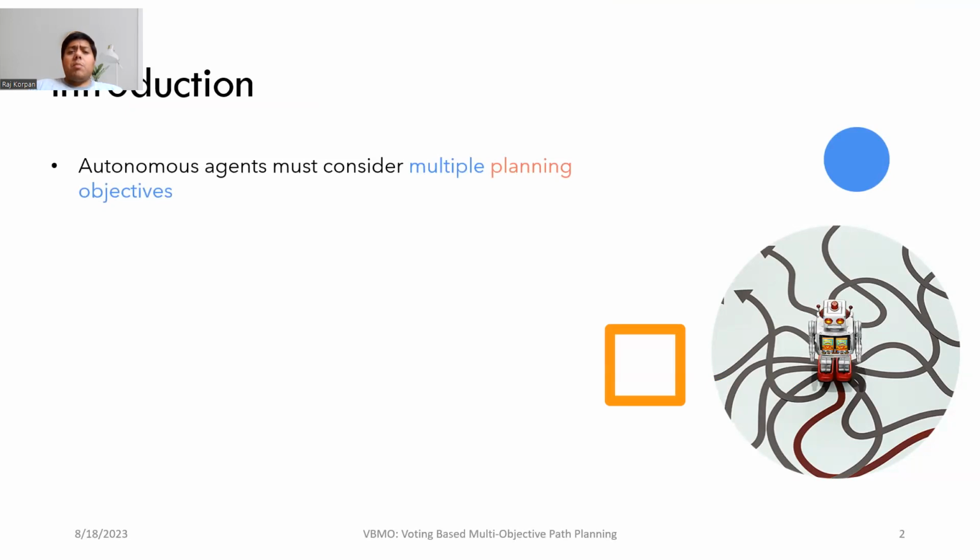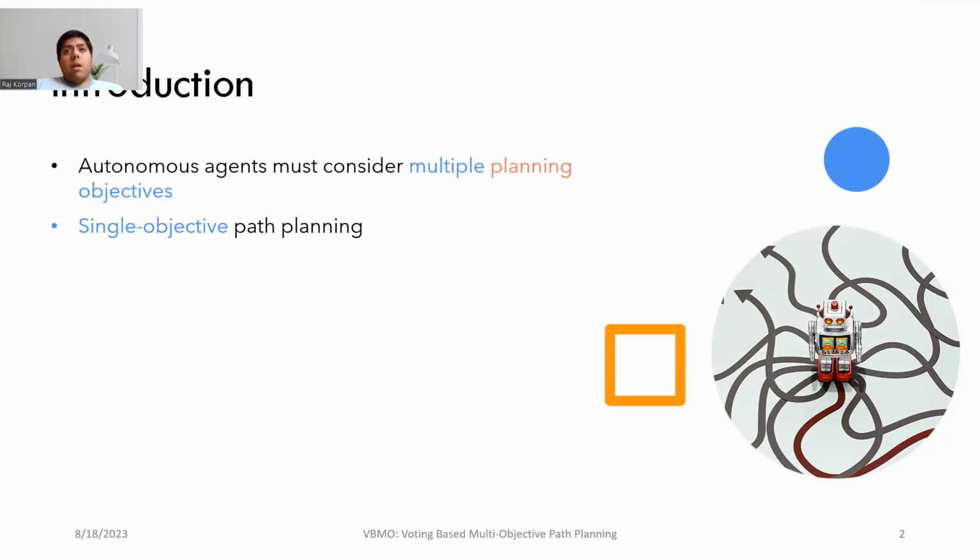Nowadays, autonomous agents must consider multiple planning objectives as they navigate to their destinations in complex real-world environments. Some of these objectives might include minimizing the distance traveled, maintaining the maximum amount of safety, or minimizing travel through crowds.